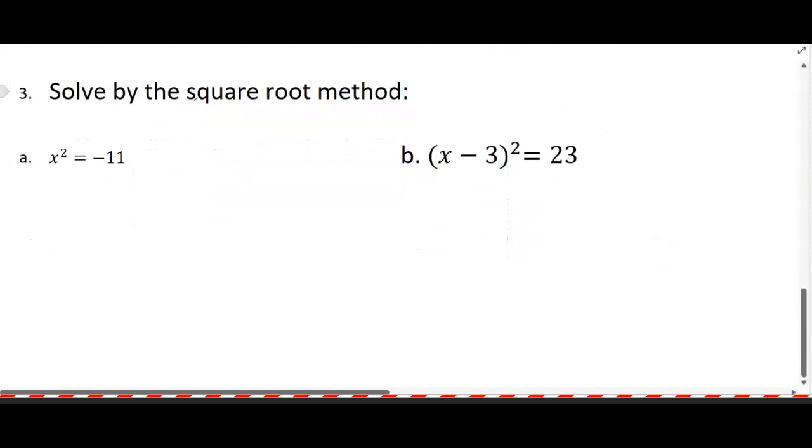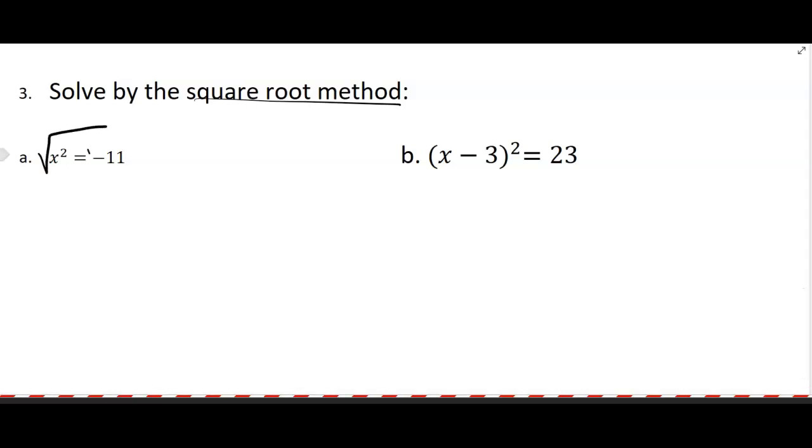It says solve by the square root method. So that's how we want to solve this. That means you're going to take the square root of both sides. It's all set up for that. Don't forget to put the plus or minus in front. When you take the square root of both sides, you have to do that.